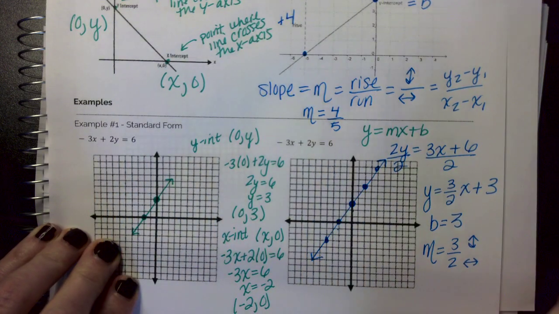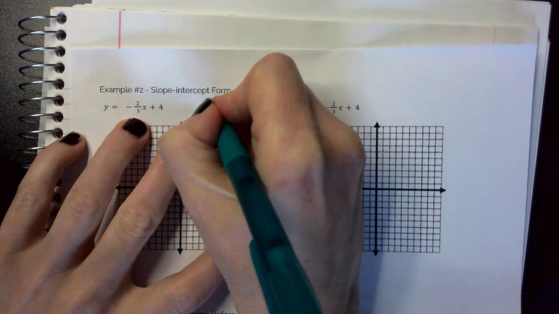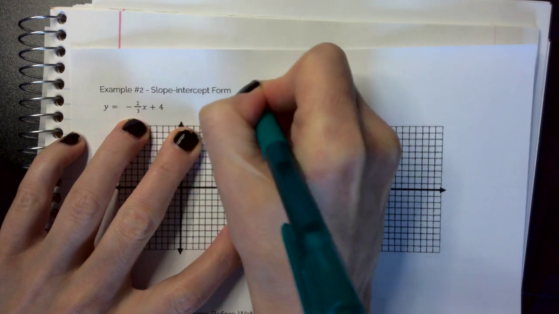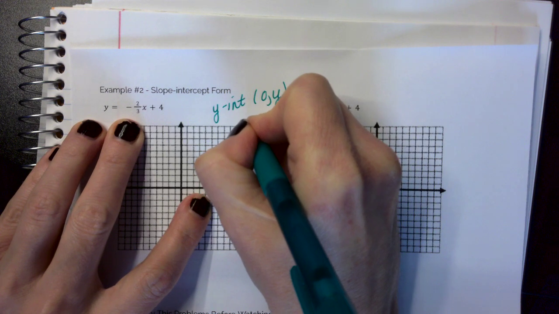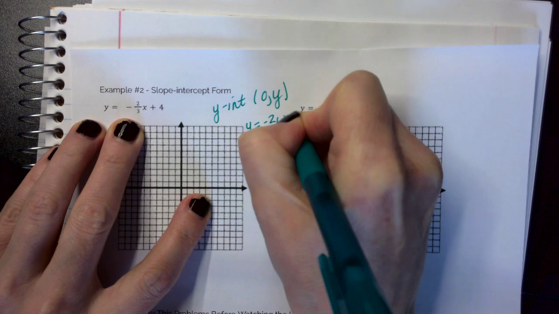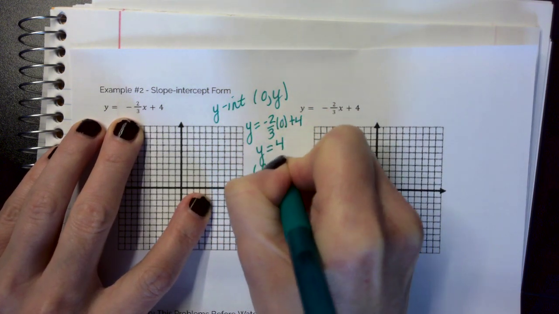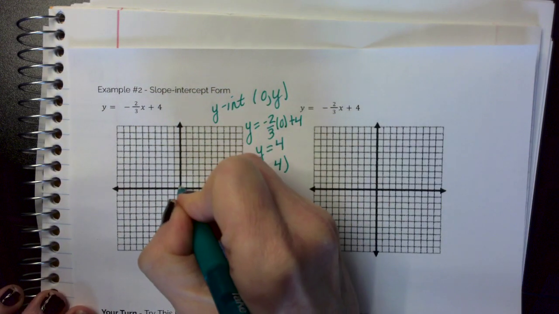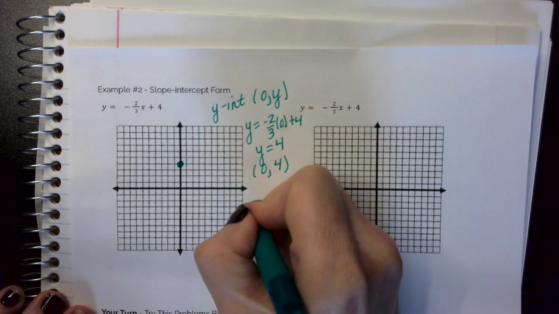This practice we started in standard form. In example 2, we're going to start in slope-intercept form. We're going to practice the same 2 methods. So let's find the y-intercept. That is (0, y), when x is 0. So y equals -2/3 times 0 plus 4. y equals 4. (0, 4) is a point: 0, 1, 2, 3, 4. And that is a special point called the y-intercept.